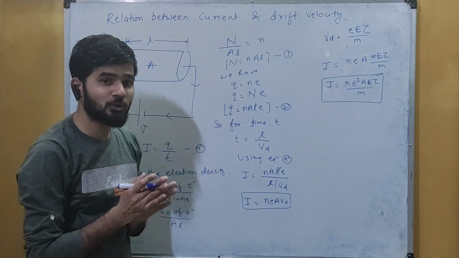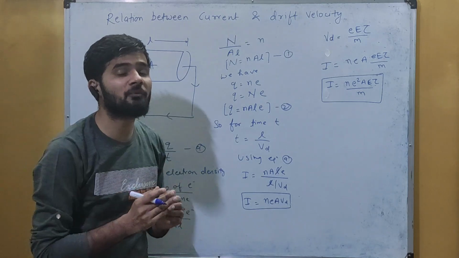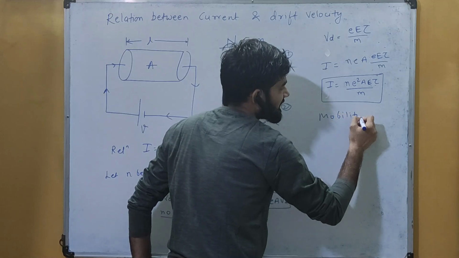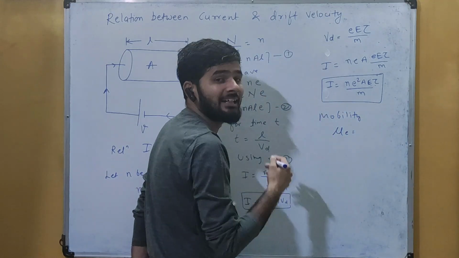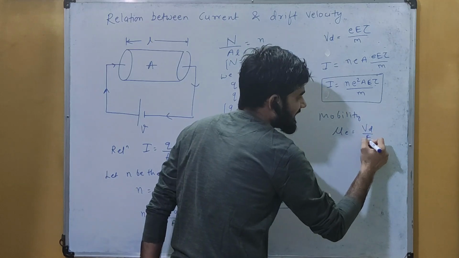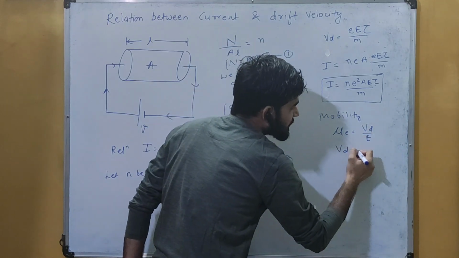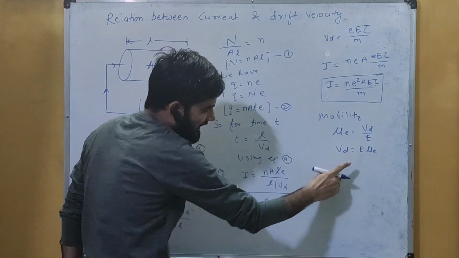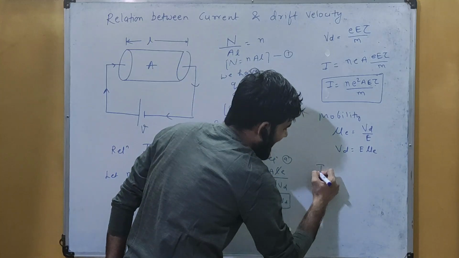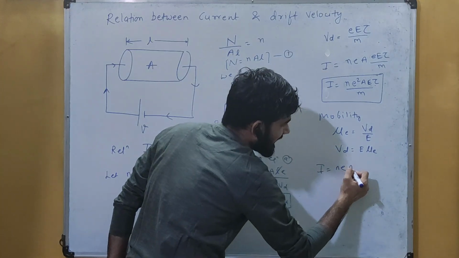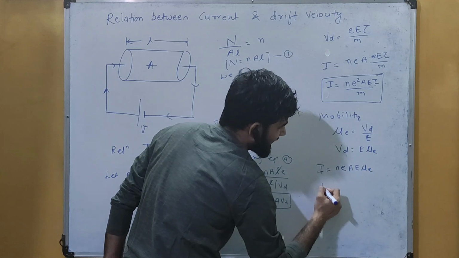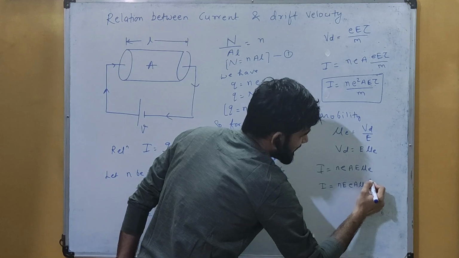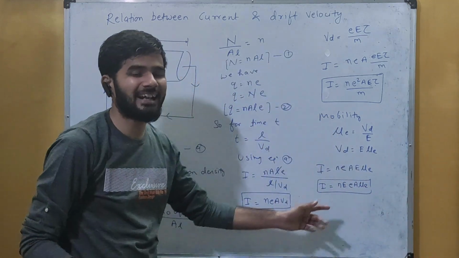Now here we can also write the relation in terms of the mobility of electron. What is the mobility of electron? That is the drift velocity per unit electric field. मतलब यहाँ पर जो Vd है इसको लिख सकता हूँ in terms of E and μe. Now I can use this Vd here in this equation. So I equals neA E μe. So I can write I equals neAμe. So this is the relation between current and the mobility.